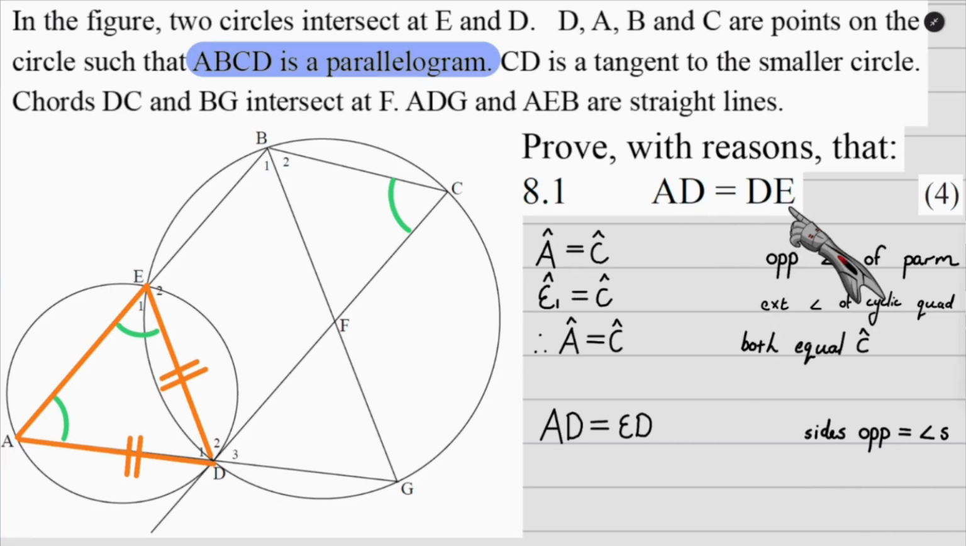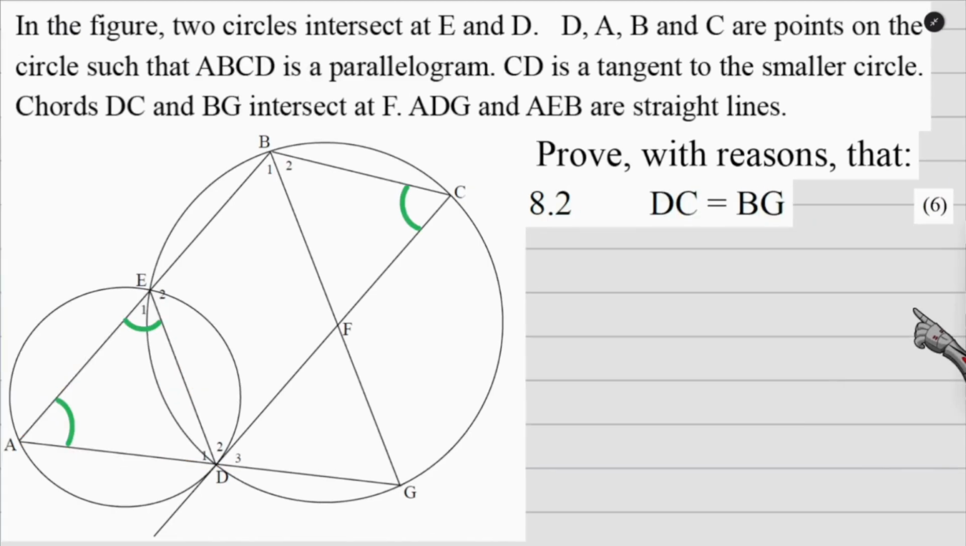And now I've done what they've asked for. It doesn't matter if the order of these letters are switched around, it still means the same thing. And your 4 marks: first one comes from the statement and reason with a parallelogram, second one comes from the statement, third one comes from the reason with the cyclic quad, and the last one comes from this Euler reason.